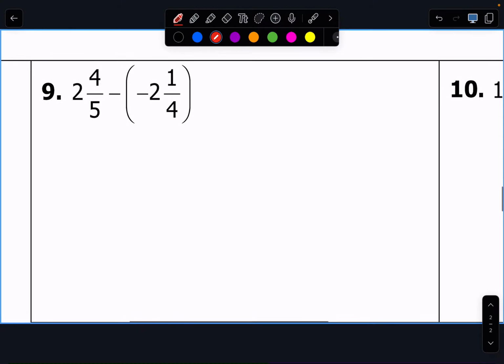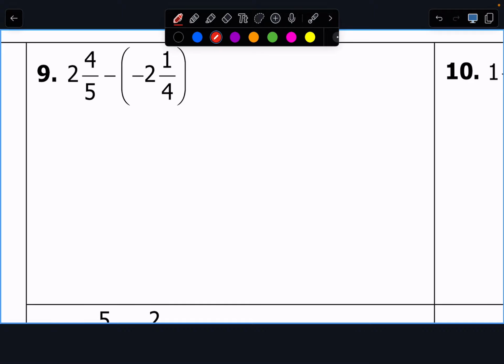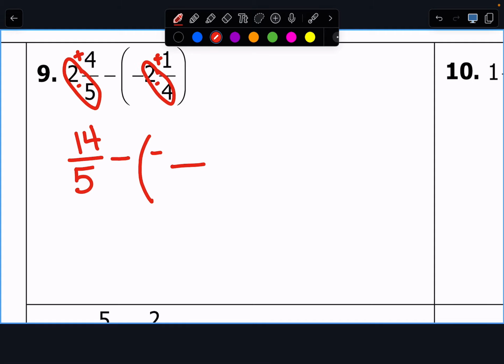We're going to go to number 9. So I want you to turn to the next page and go to number 9. If you have mixed numbers, you have to change them to improper fractions before you do the operation. So, Colton, 2 4/5, when we change that to improper, what does that become? 14/5. Excellent. Minus negative. If we change this to improper, Brandon, what is 4 times 2 plus 1? So we have 9/4.